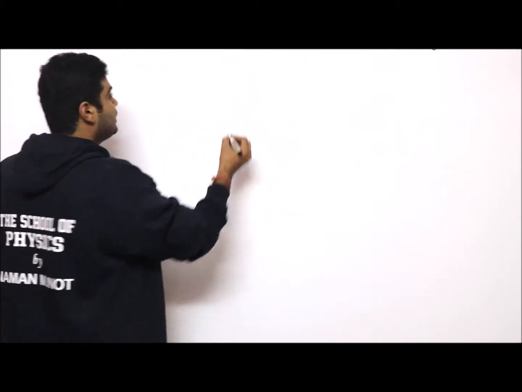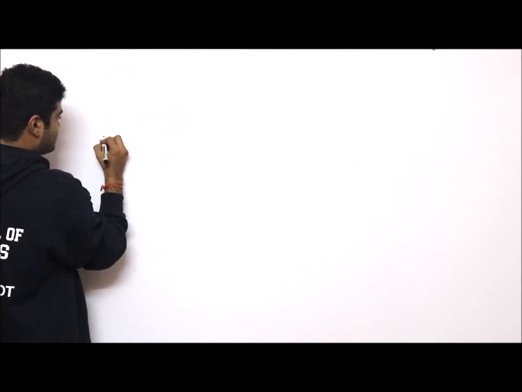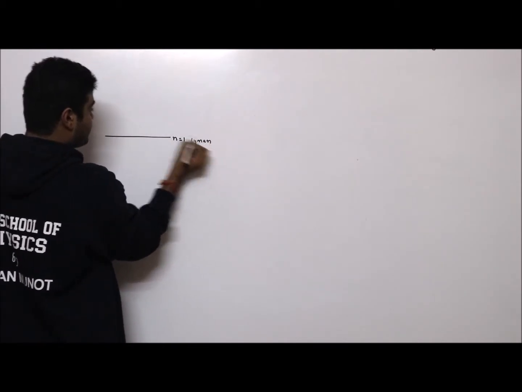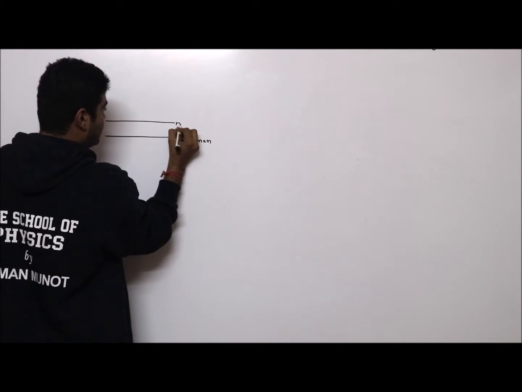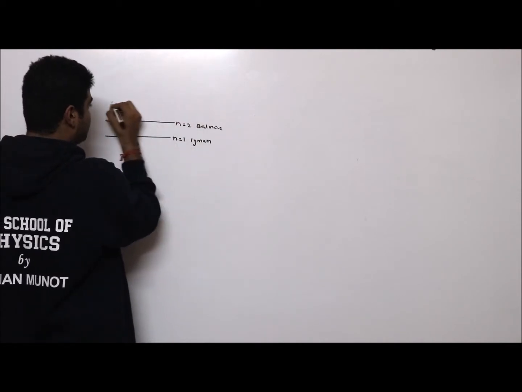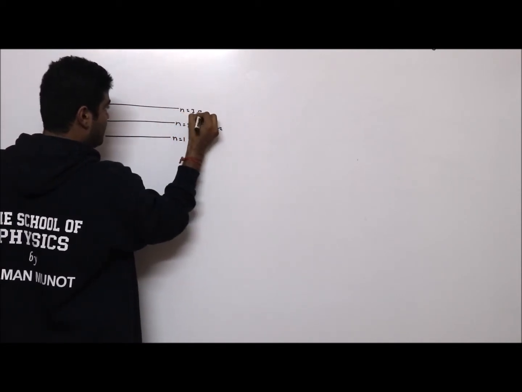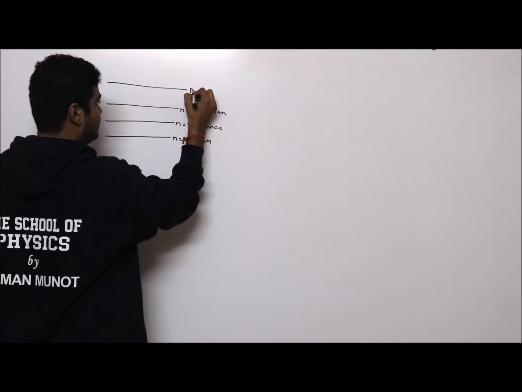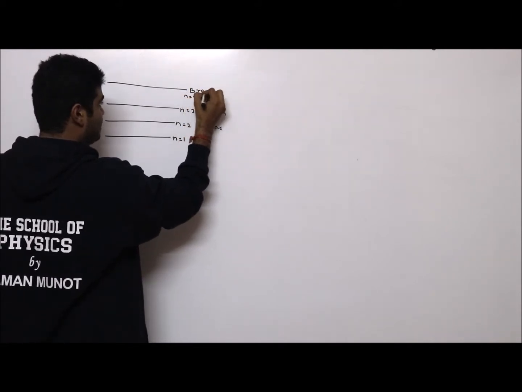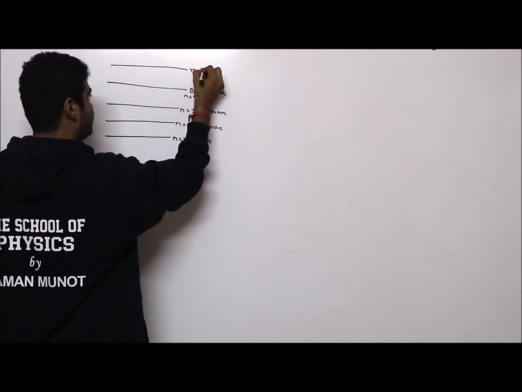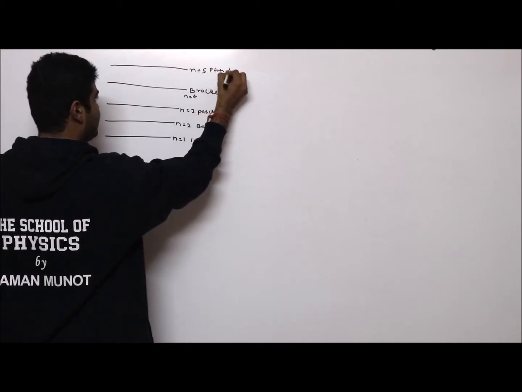First of all, let us see what the lines are. Inside an atom there are lines which we name: n is equal to 1 is Lyman, n is equal to 2 is Balmer, n is equal to 3 is Paschen, n is equal to 4 is Brackett, and n is equal to 5 is Pfund. So these are the lines inside an atom.